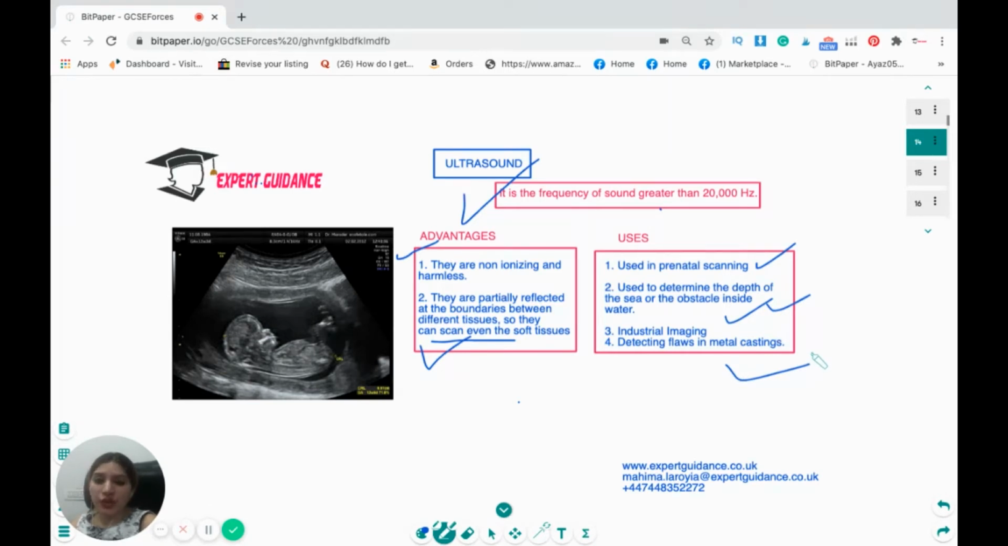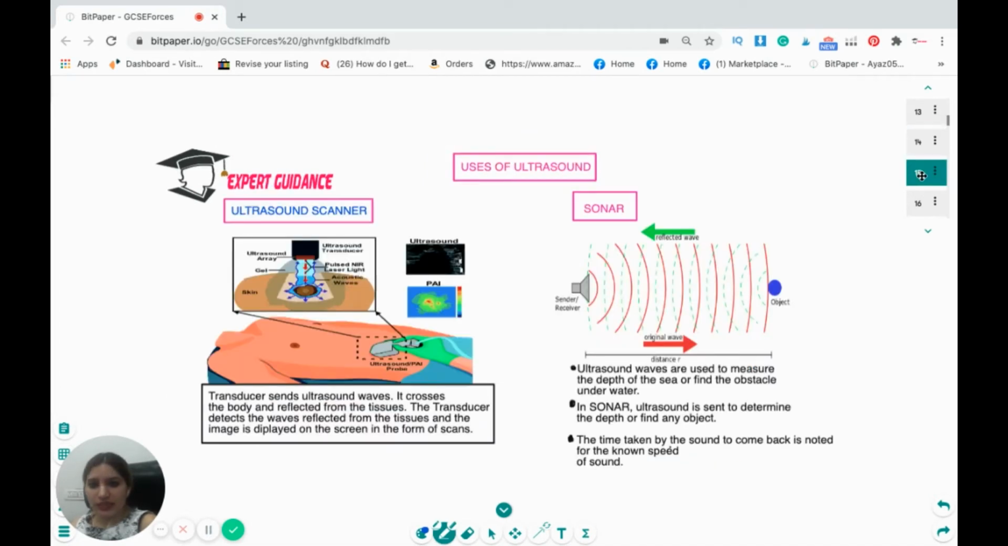Now, you should know the advantages and uses of ultrasound. They have come up in the exams, like note-making questions or some short questions, like what are the advantages, why ultrasound is used in prenatal, because it's non-ionizing and harmless. So you should know all these points. So what are the uses of ultrasound? One use of ultrasound is in the ultrasound scanner.